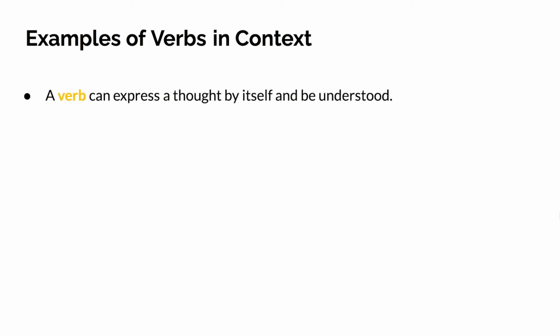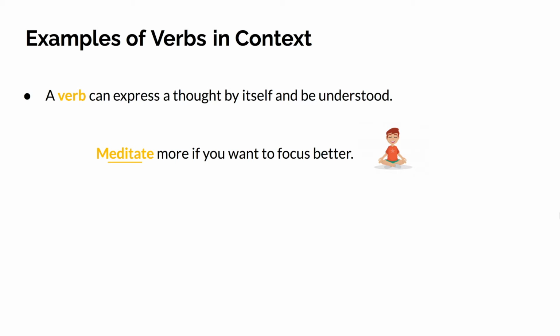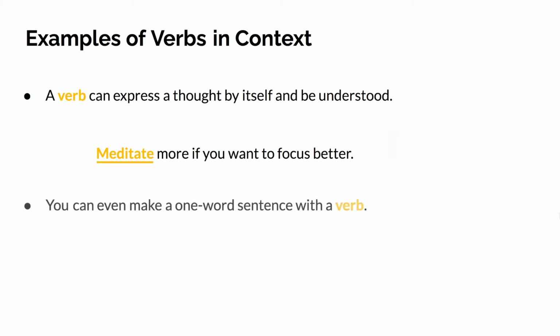A verb can express a thought by itself and still be understood. For example, meditate more if you want to focus better. You is the implied subject in this sentence, and meditate is the verb. You can even make a one-word sentence with a verb. For example, smile. Again, you is the implied subject.